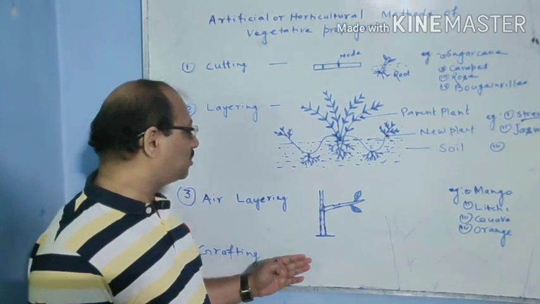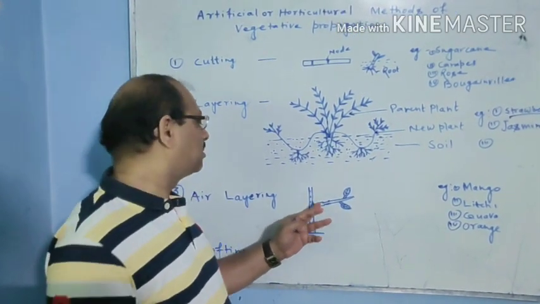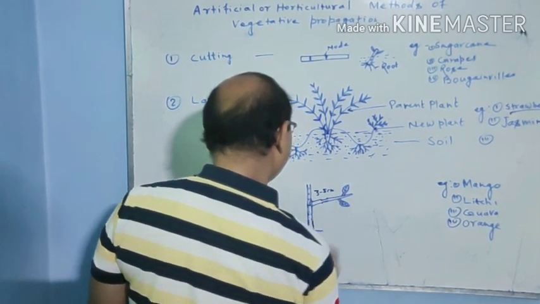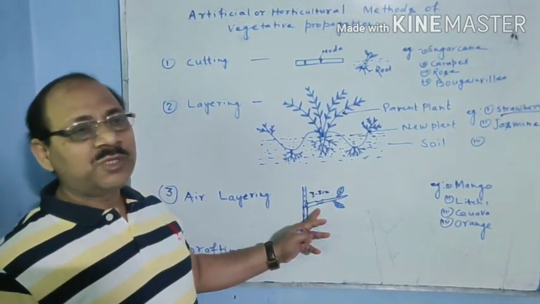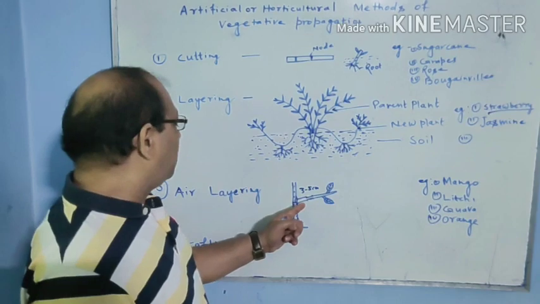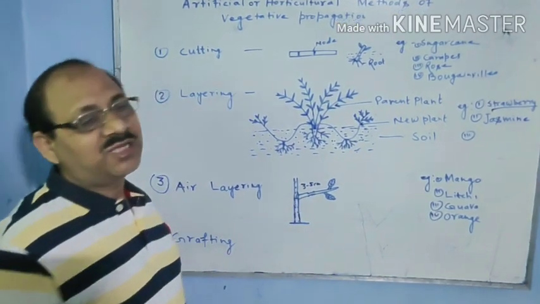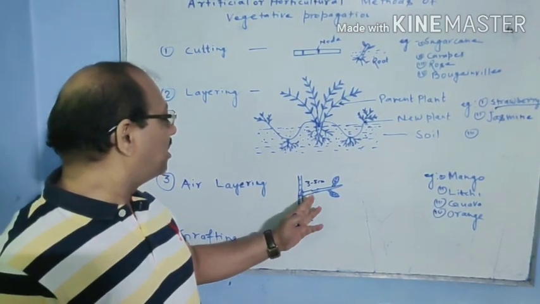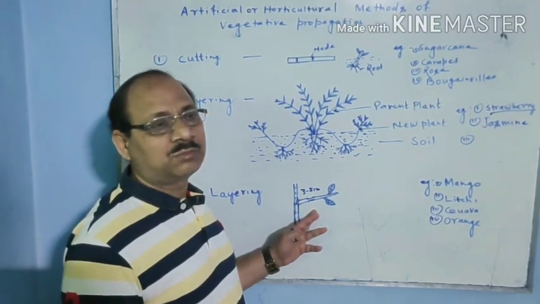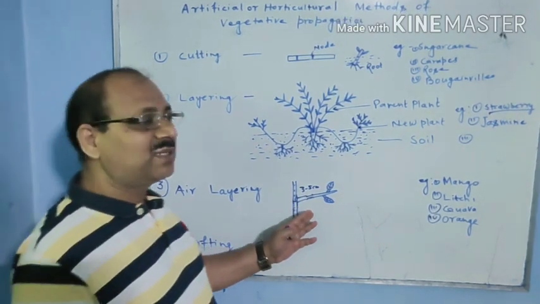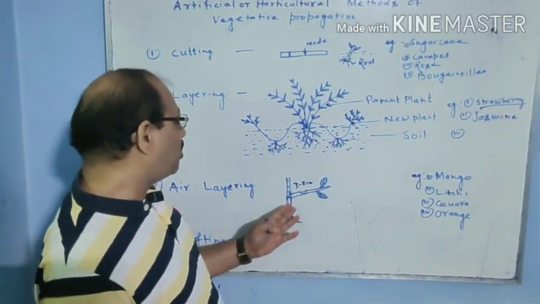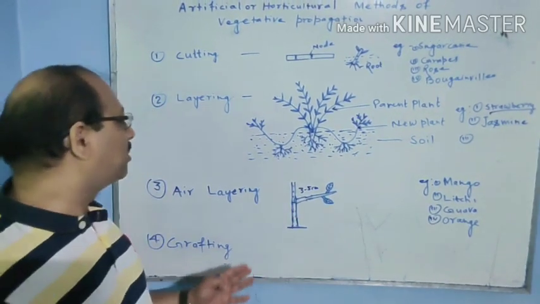In this method, in an aerial branch, a ring of 3 to 5 centimeters is made by removing the bark of this aerial branch. The injured part is covered with moist clay soil, and it is covered with a piece of cloth or polythene. Usually this method is applied in the early rainy season. Phytohormones like auxin can be used to develop roots.